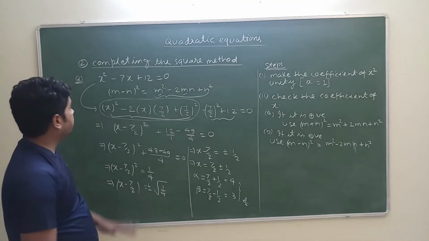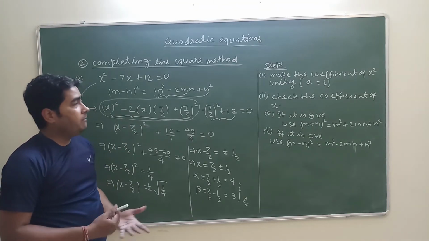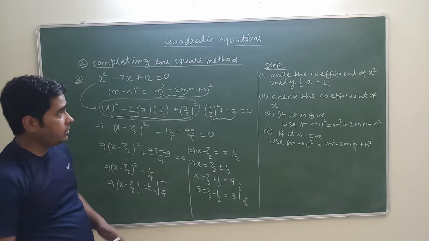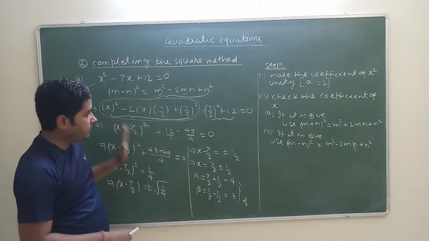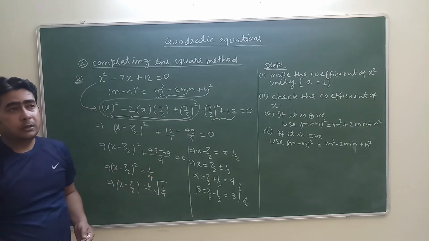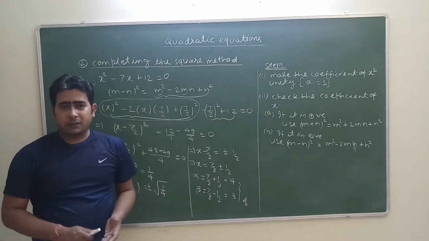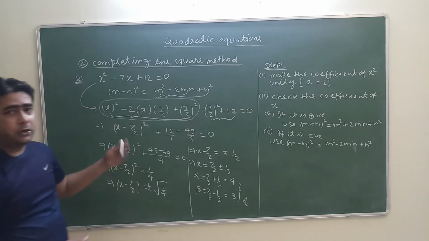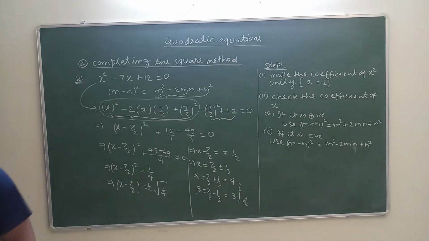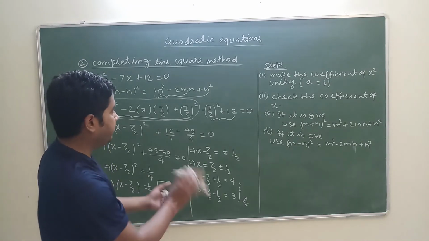So you have got alpha and beta. Okay students, so this was the completing the square method. Then we will see the quadratic formula. So you need to copy this and then we will start the third method to solve a quadratic equation, which is the quadratic formula itself. So you can copy this. I hope you have completed this.